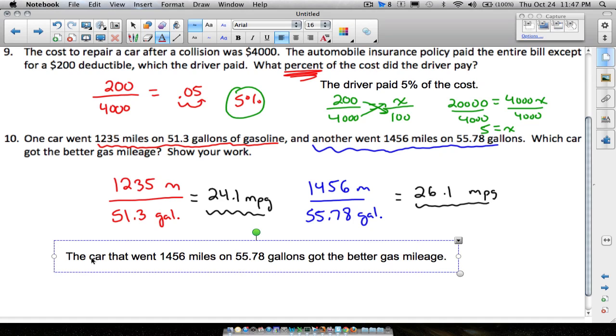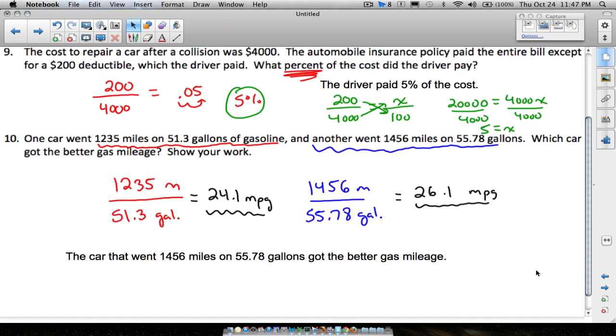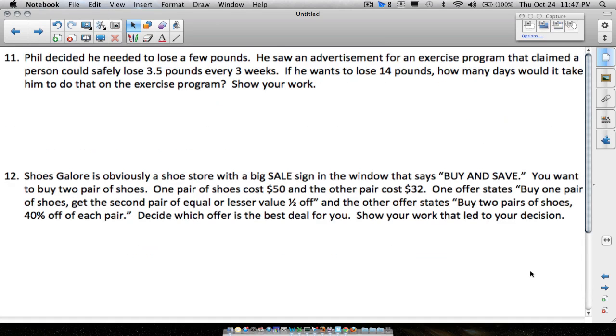And the reason why, your work's right there. This car got 26.1 miles per gallon, whereas the other car got 24.1 miles per gallon. But they're both still pretty good gas mileages. It depends on what you're driving. If it was a car, not so good. If it was a truck, I'd probably be pretty happy getting that gas mileage. But nonetheless, on to number 11 and 12.